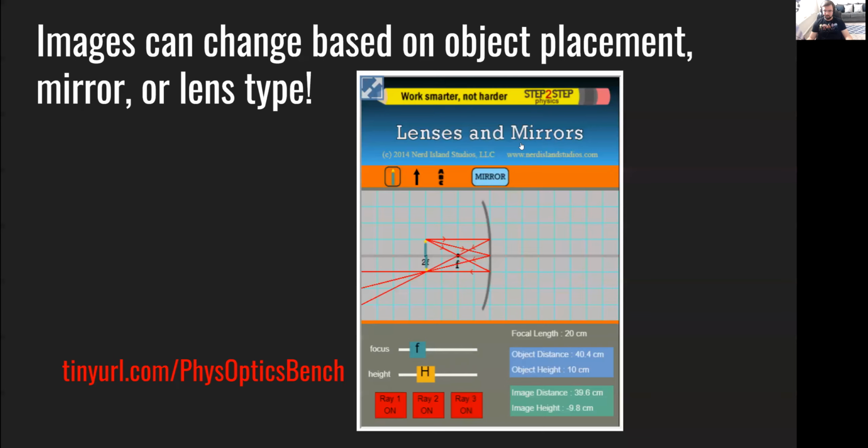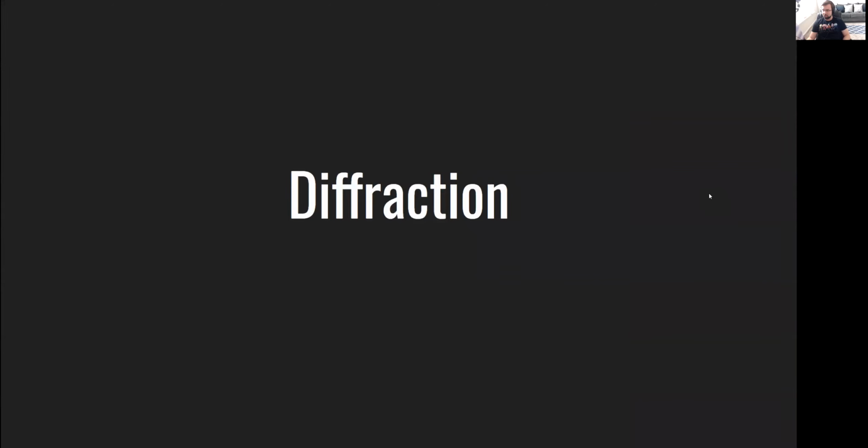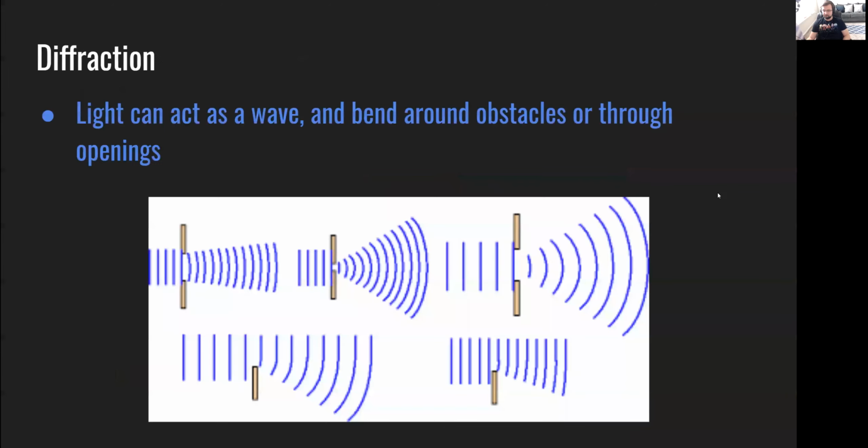And now let's go back, and we'll finish up with diffraction. So diffraction, very basic. Light can act as both a particle and a wave, but all we're dealing with here is wave behavior. And waves can bend around things. They can bend around obstacles like you see here at the bottom, or they can bend through openings. This is why light can come out from under a doorway, or you can hear things around corners.